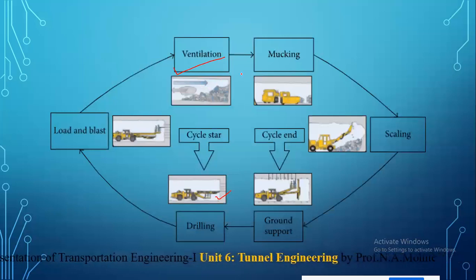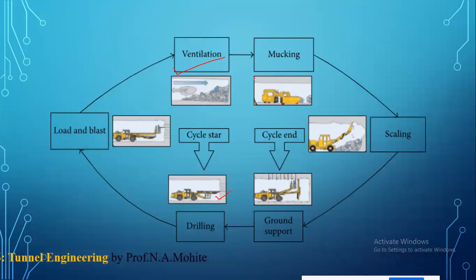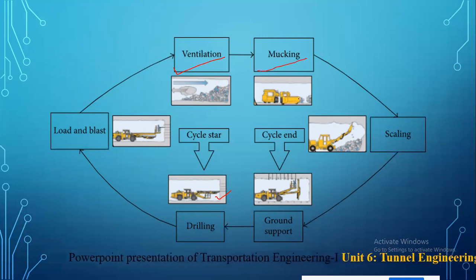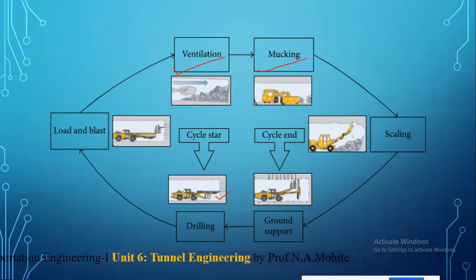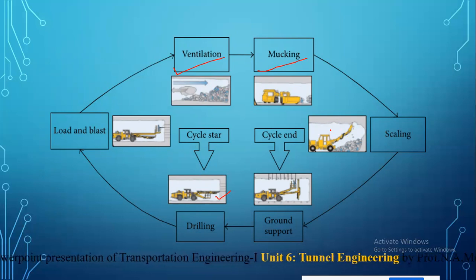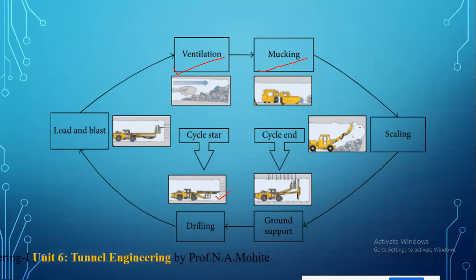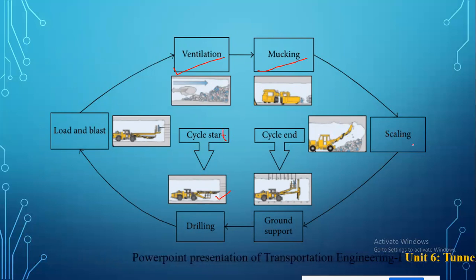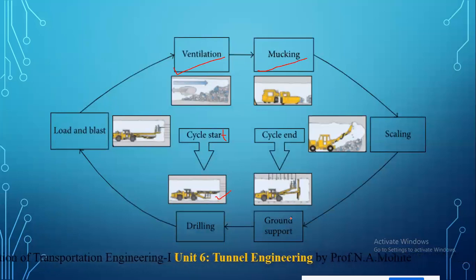Then after the explosion, whatever rock has fallen down in the tunnel, you are supposed to take it off, and that is taken off by other equipment. Then scaling is done, to bring down whatever rocks could easily fall down.